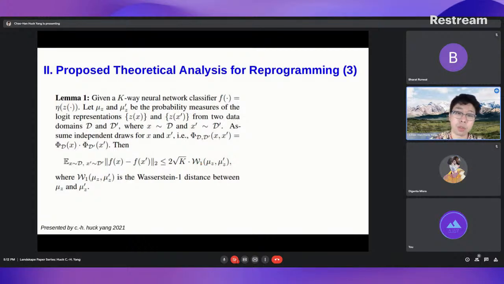And one good news is, if you're familiar with the Wasserstein measurement, if they are one dimension, they have a closed-form solution. So in our case, with one-dimensional data, this measurement has a closed-form solution. And then here is the population risk, which will be bounded by this Wasserstein distance.